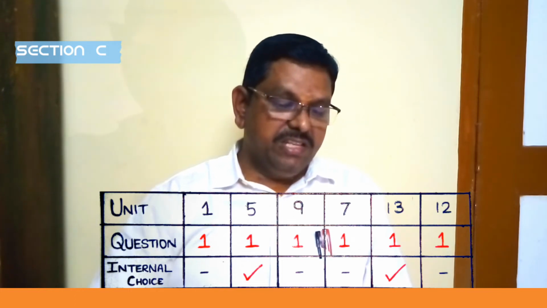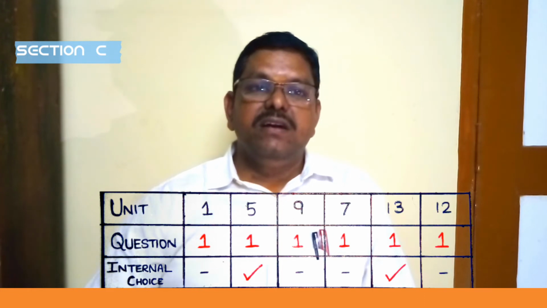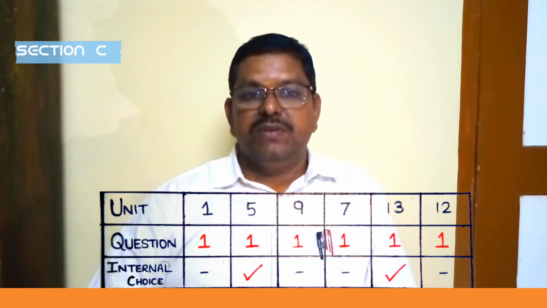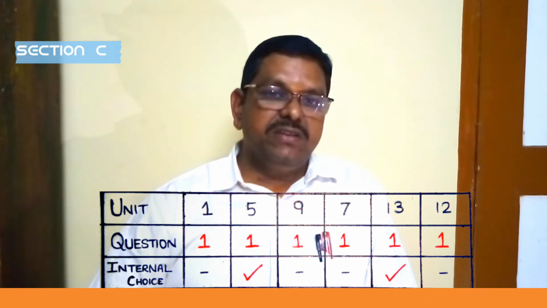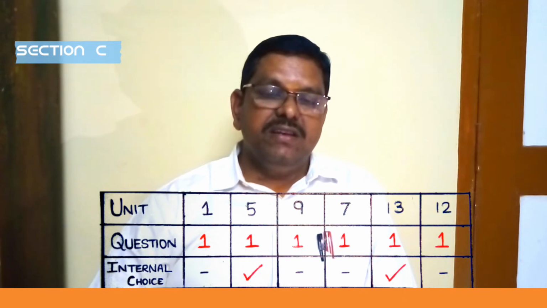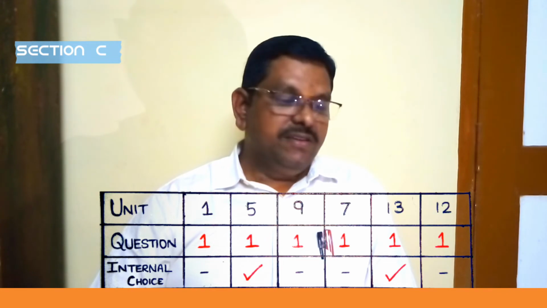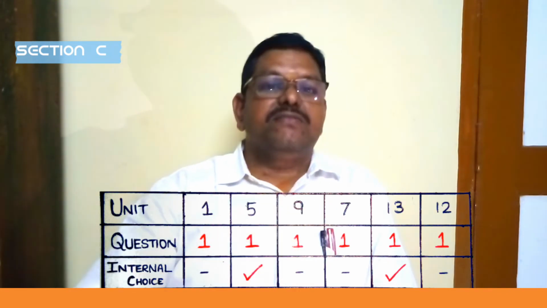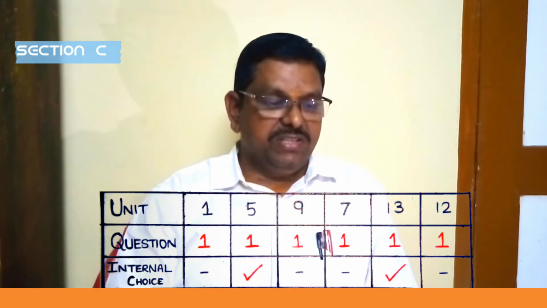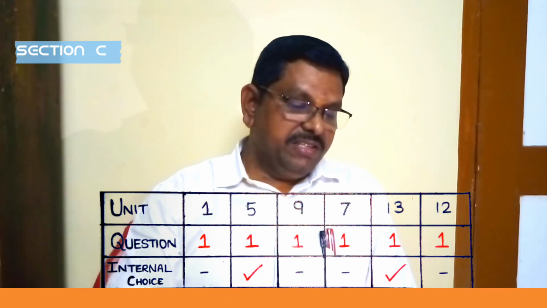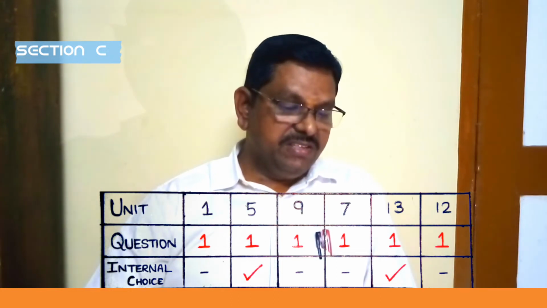And the next one, it is taken from unit number 12, LPP. So here we have three different models. One is manufacturer, another one is transportation, and the third one is diet. So from either of these, we can expect a question. So it's very easy. Section C, it's very easy.